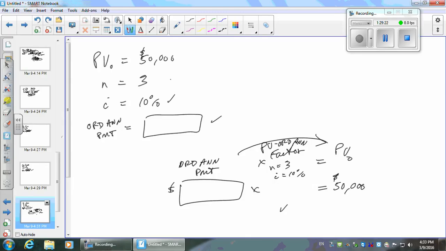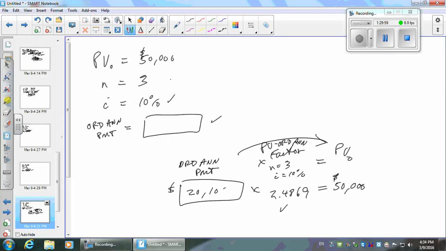What's the factor if you look it up? 3 periods at 10%. It's 2 something. If I invest $2.49, I can take out $1 at the end of each period for 3 periods. I'll have taken out $3, and I will have earned exactly 10% interest. But I'm not getting $1 three times. What am I going to get if I'm receiving these payments? Take the 2.4869 divided into 50, and how much do you get?